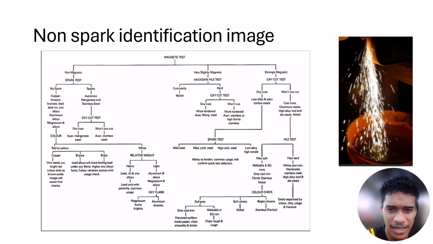So what we do is use this tree diagram shown right here, where we start off at a magnetic test. A metal can be strongly magnetic, slightly magnetic, or non-magnetic at all. So using this diagram, we can identify the metal using its weight and its other type of information.